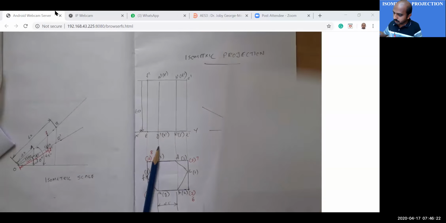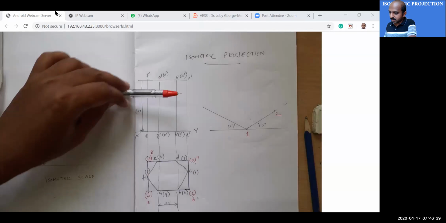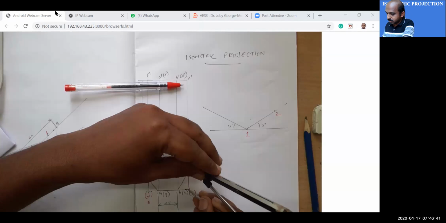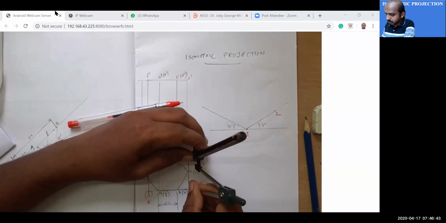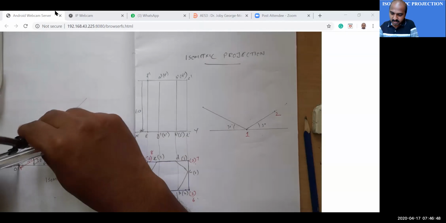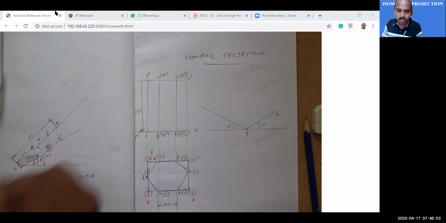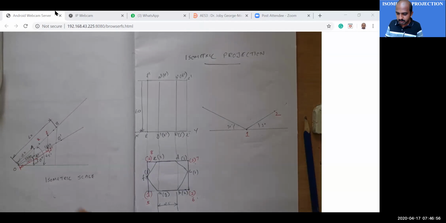Now you know that 1, 2 and 3, 4 are same. So once you find out the isometric length of 1 to 2, you need not find the isometric length of 3, 4 because it is the same. But you take 2 to 3. You measure 2 to 3. Then mark that length on the 45-degree line of the isometric scale. So let it be 2, or you can give 3, anything.